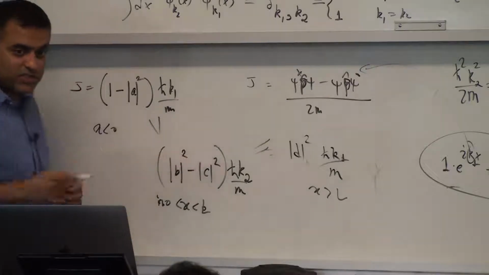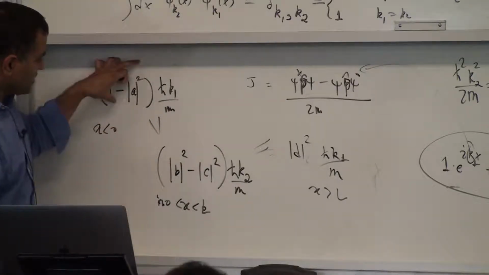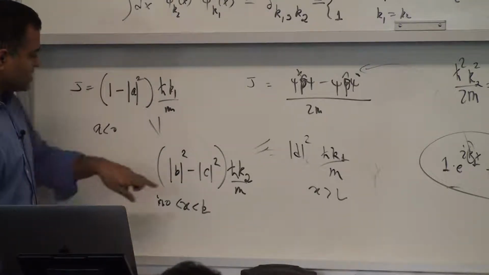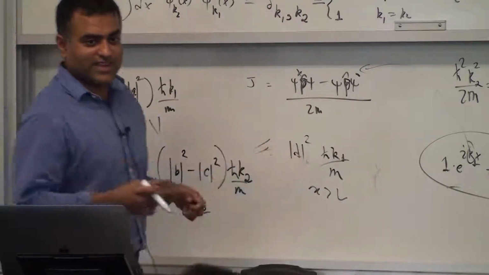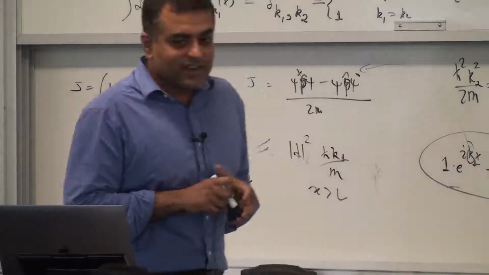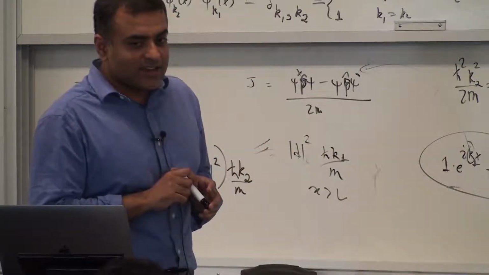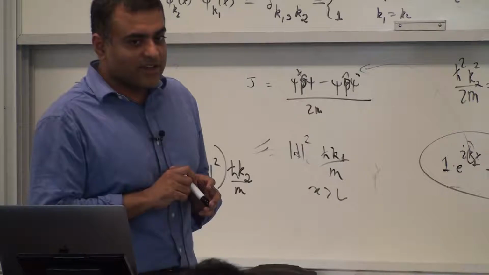This is current continuity. Current must be continuous. So that really tells you that 1 minus a squared must be equal to b squared minus c squared, which must be equal to d squared as well. Over here, you're only including one reflection, right? But c also can get reflected and transmitted, and that can occur infinitely many times too.